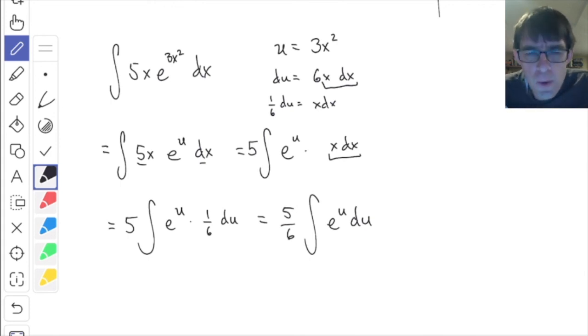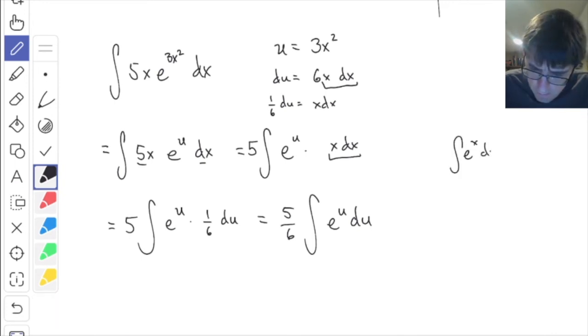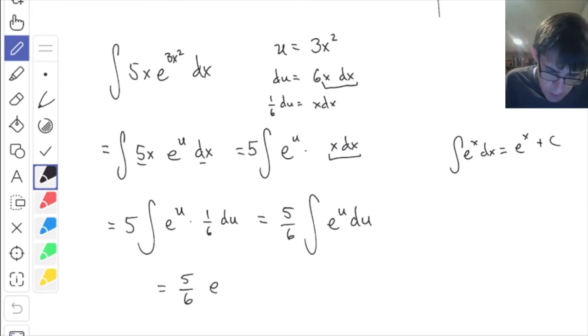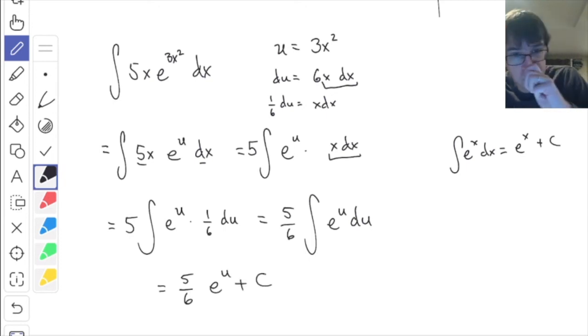Does anybody recall what is the integral of e to the u? You've got to remember your formulas about integrals. Come on now. Remember this one: integral e to the x is? E to the x, yeah. Plus c, of course. So what is the integral of e to the u? It is e to the u plus c. So this becomes 5/6 e to the u plus c. Right?